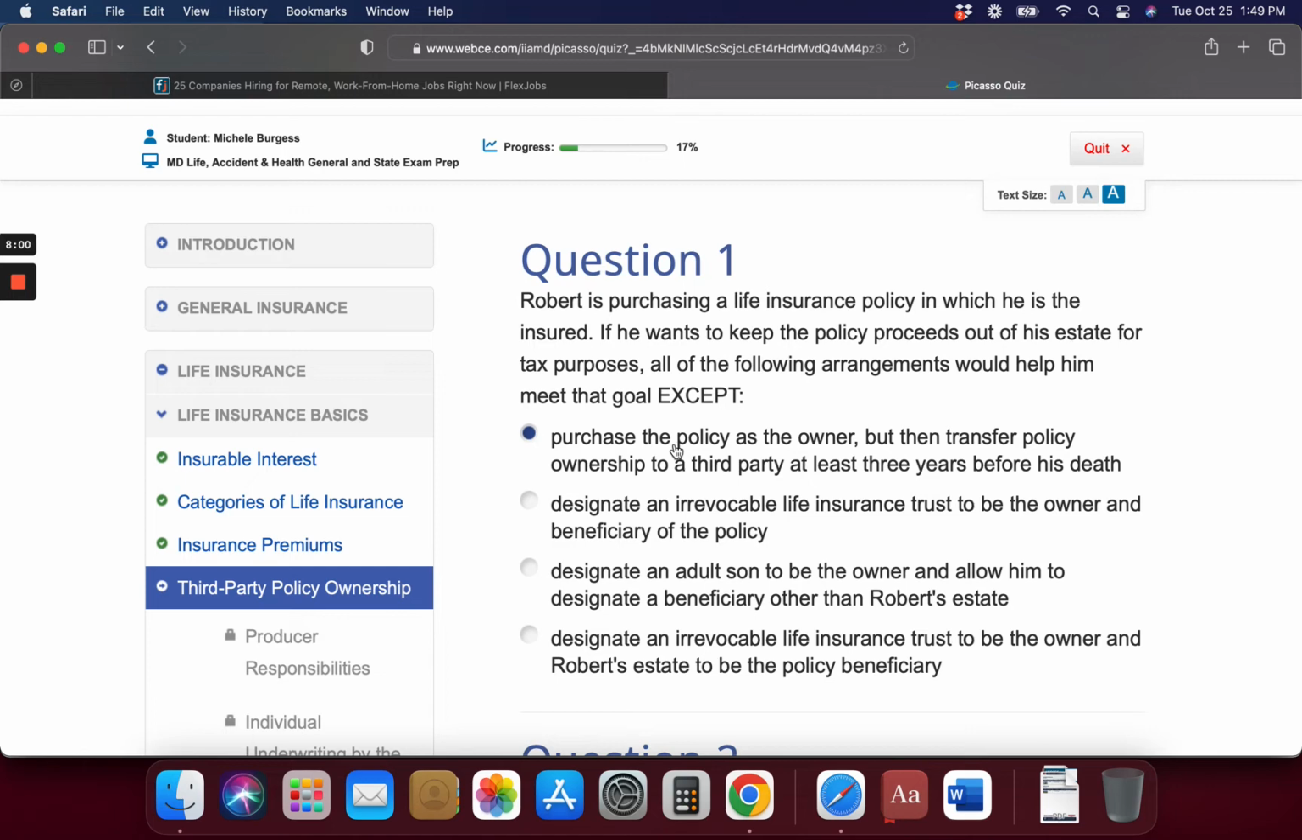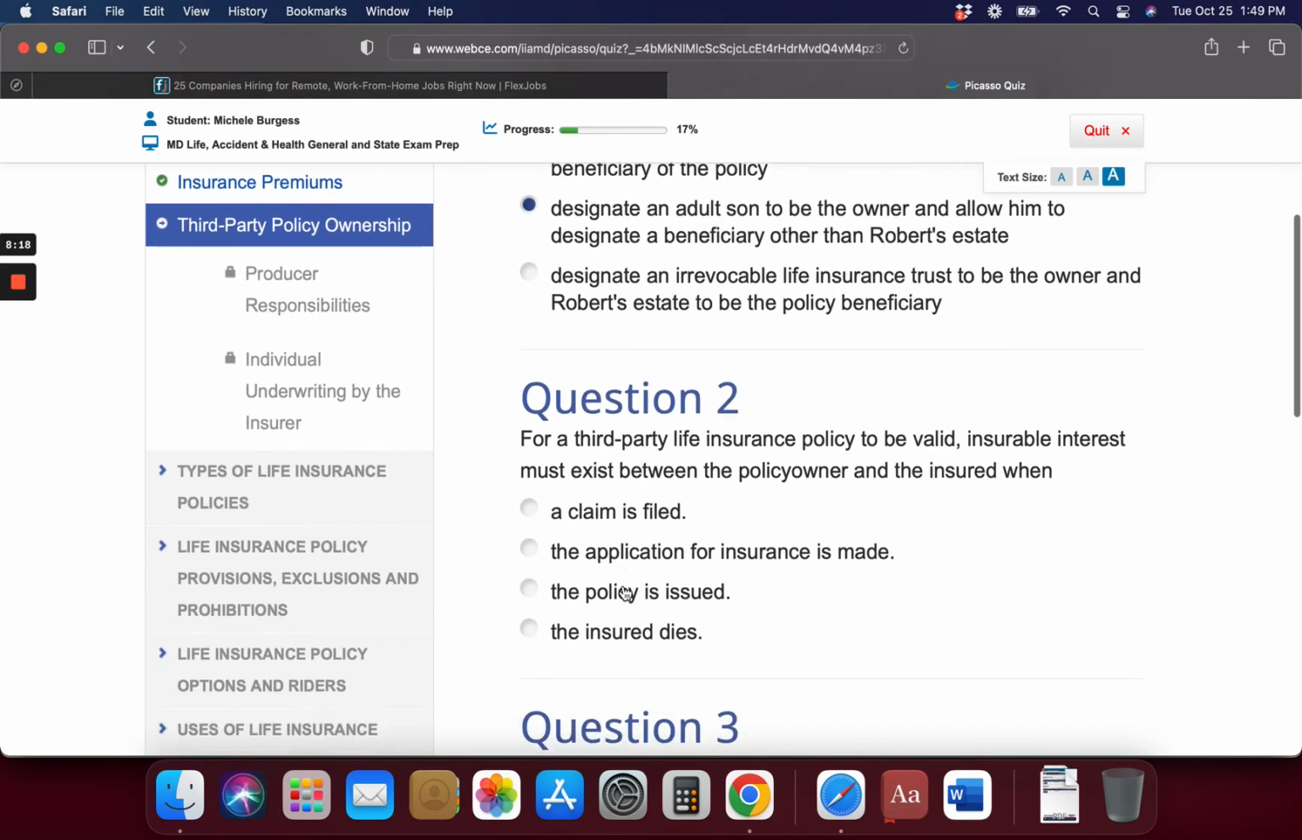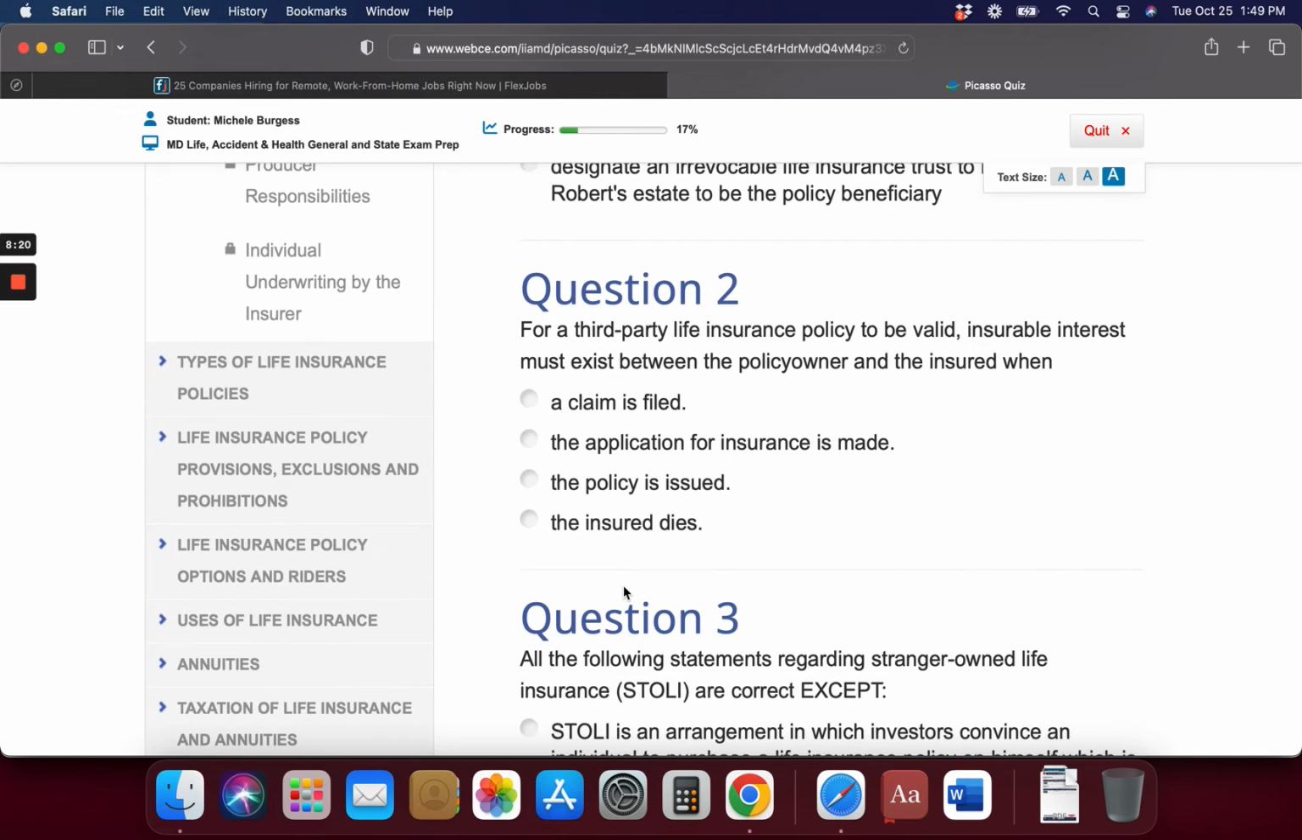All the following arrangements would help him except: designate a reversible life insurance trust to be the owner and Robert's estate to be the policy beneficiary. I'm going to say this one because it doesn't make any sense. For a third-party life insurance policy to be valid, insurable interest must be between the policy owner and the insured when the policy is issued.